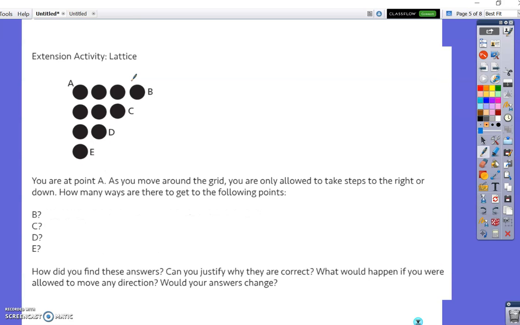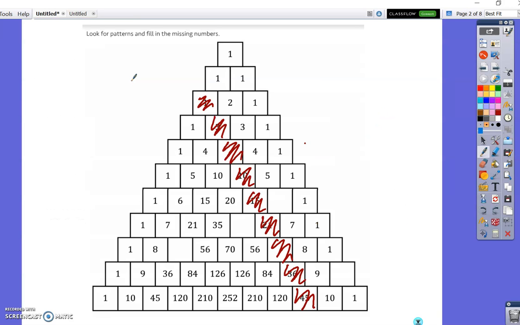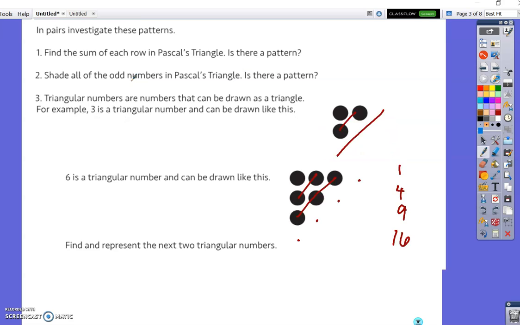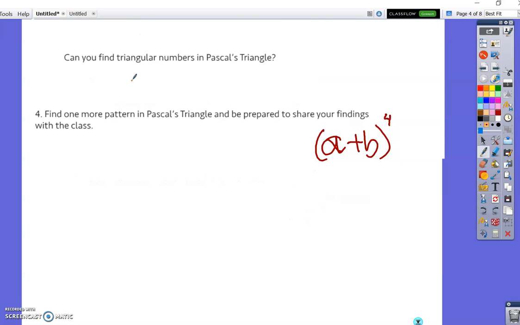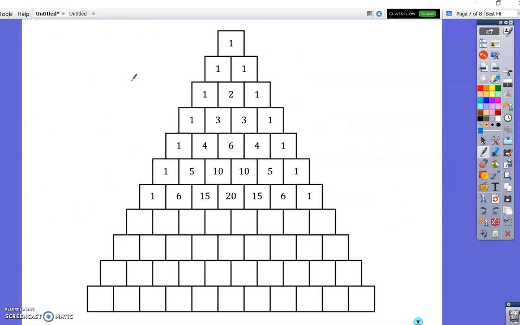So remember, this is worth 50 points. So I need you to answer all the questions on this page, and then the extension activities to get all 50 points, and then fill out this whole triangle. It's just fun. Pascal's triangle is just for fun, and I hope you enjoy just playing with this mathematics.